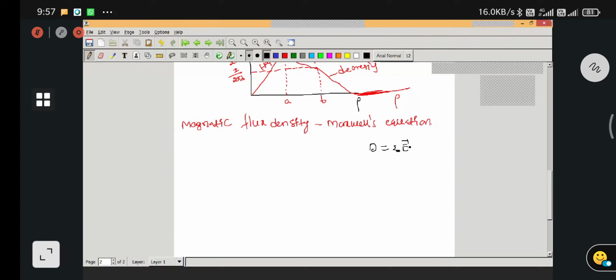We know that this is electrostatics. What are the units? Coulomb per meter square, nothing but charge per area. Electric flux density is charge per area.